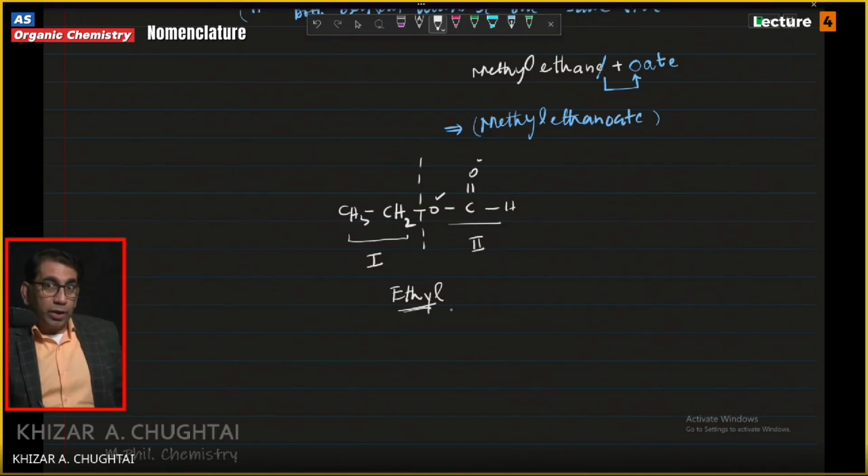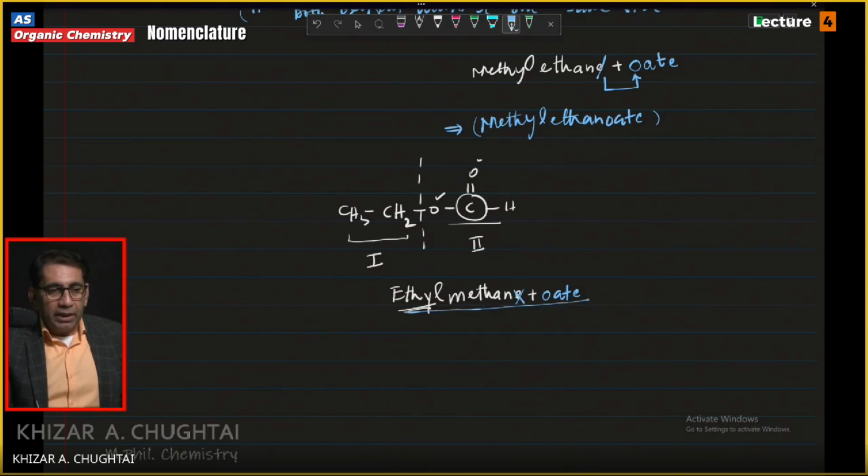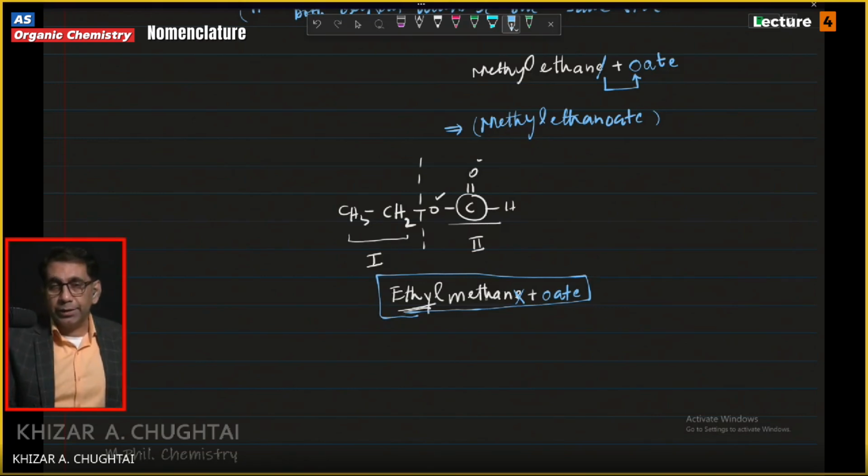Similarly, I'm going to continue the name. There is no gap between these two words. Here is only one carbon. So one carbon name starts from meth. And obviously one carbon cannot make a single bond with another carbon as it's a single carbon. So we will write an, and we will add finally O A T E. So ethyl methanoate is the name of this ester.